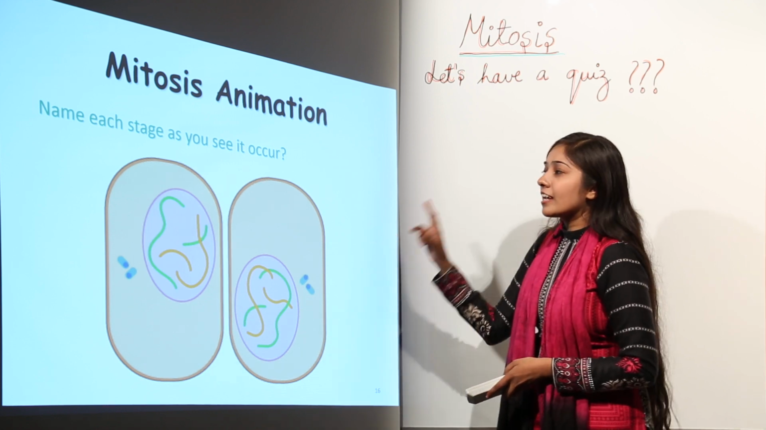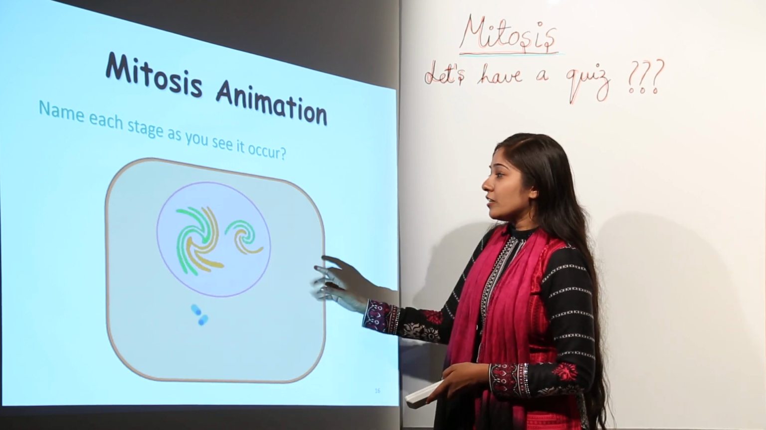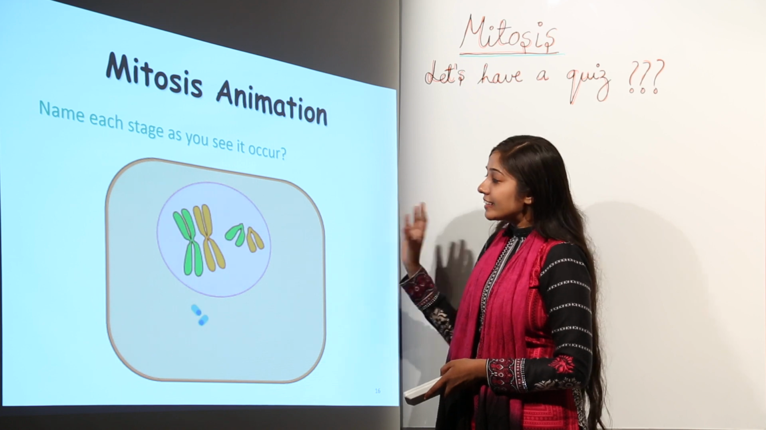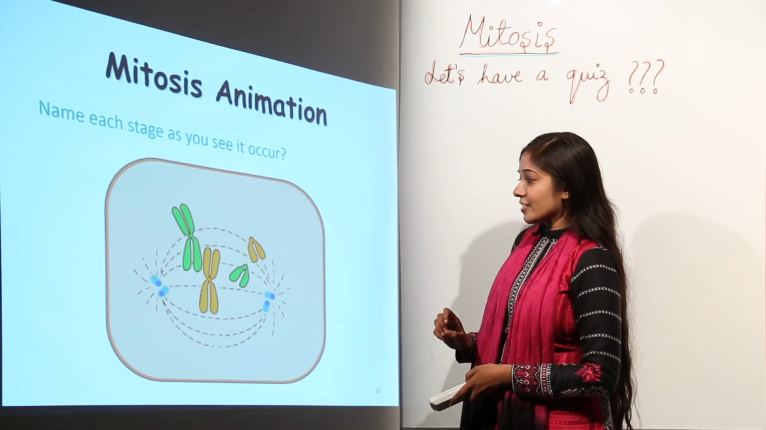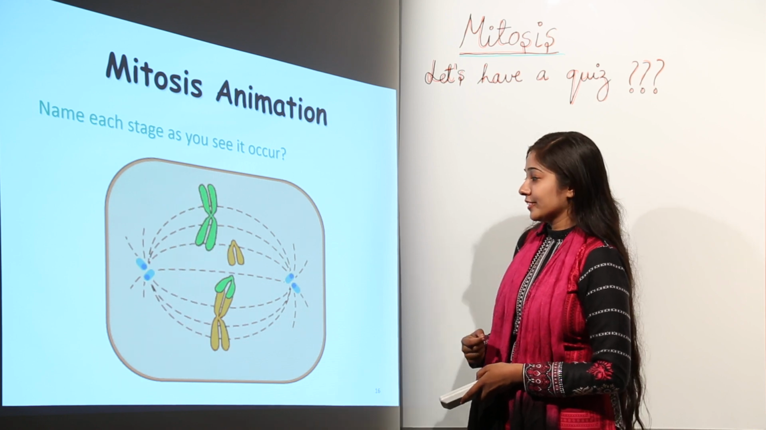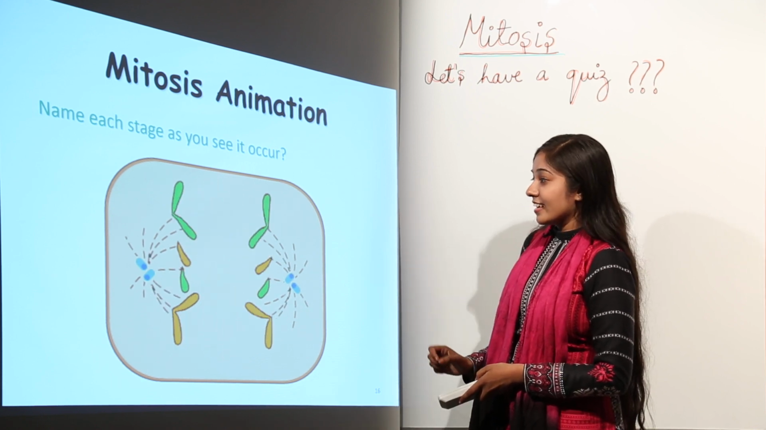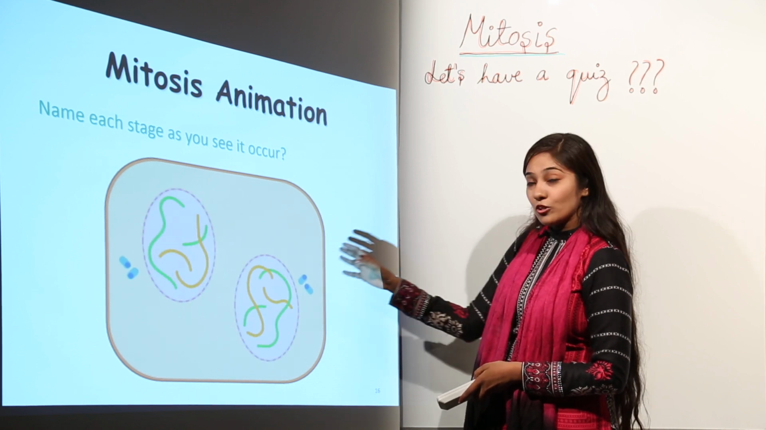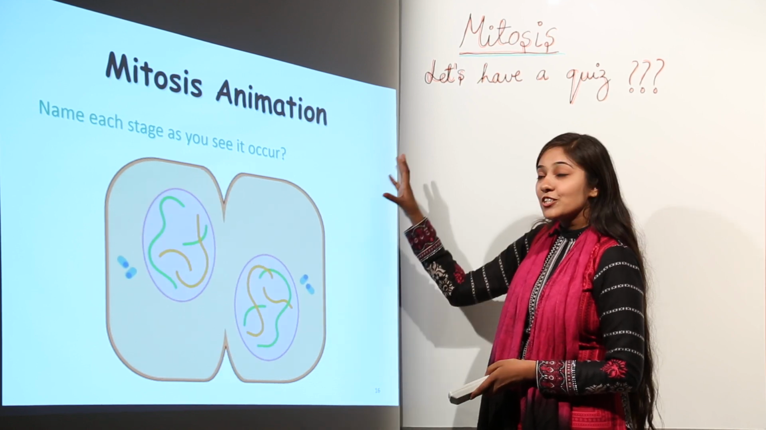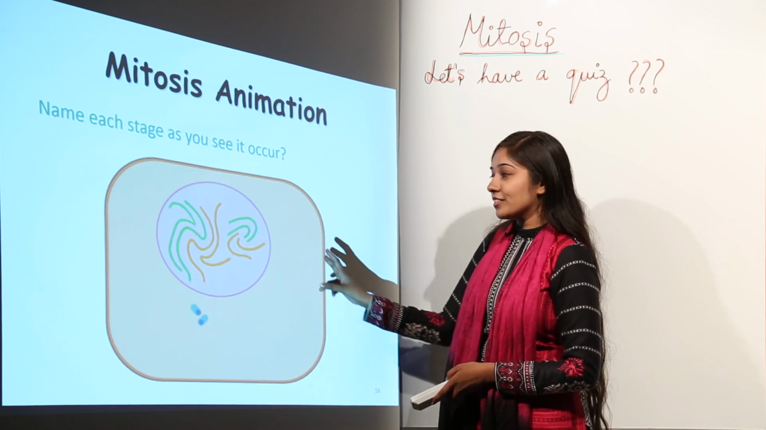So I hope that now you are able to make out with me which stage you are able to see in this animation. I'll wait, you can see all these stages and recall by yourself. Metaphase, anaphase, and then which stage? Telophase. After that, cytokinesis. Cytoplasm is going to divide into two.